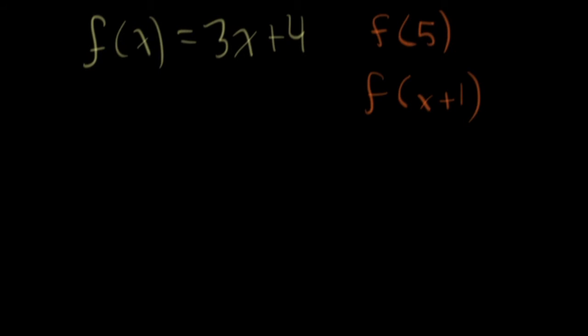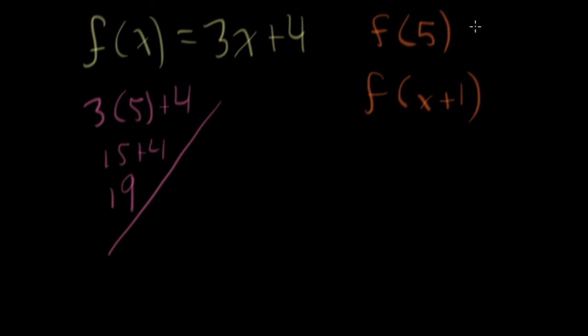Okay, let's go and tackle these, shall we? Let's do the first one. What happens if the function of 5? Well, it would be 3 times 5 plus 4. So 15 plus 4, and that's going to be 19. Boom. So the function of 5 is 19. So if I was going to write that as an ordered pair, it would be 5 comma 19.